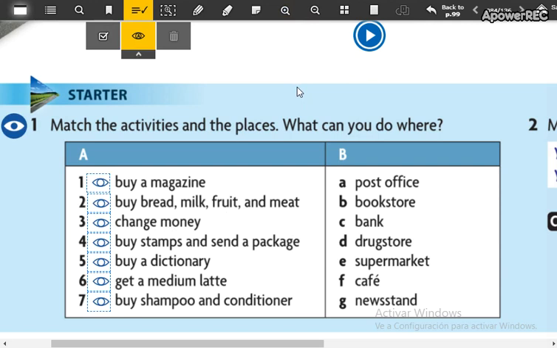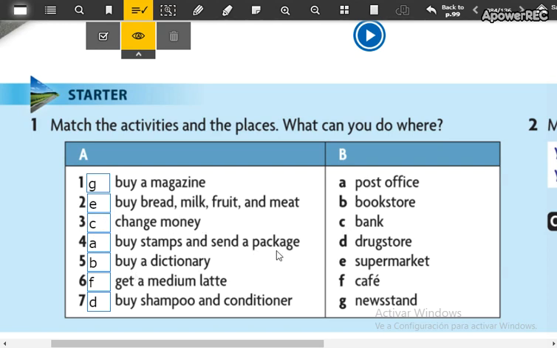Ready? Okay, let's see your answers. Buy a magazine is letter G, newsstand. Newsstand es puestos de periódico. Buy bread, milk, fruit, and meat, letter E, supermarket. Meat es carne. Change money, letter C, in a bank, you change money. A, buy stamps and send a package, post office.